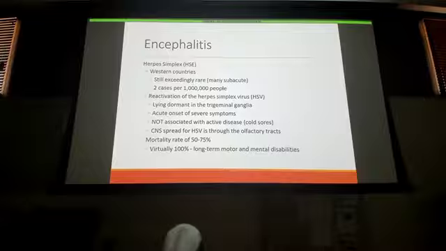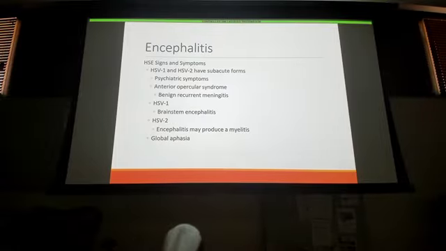It is also possible that the central nervous system spread through the olfactory tracts, and that's kind of what we described a second ago when I was talking about Naegleria. That spread can actually get through the actual tract where the olfactory nerve is and go to the central nervous system that way. Look at that mortality rate, 50 to 75% mortality rate. That's a high number. And then almost a complete 100% long-term motor and mental disability. This is a big deal.